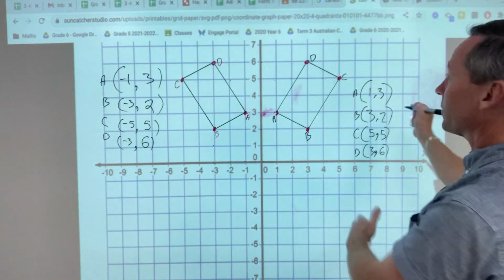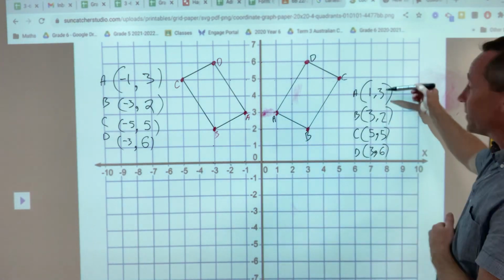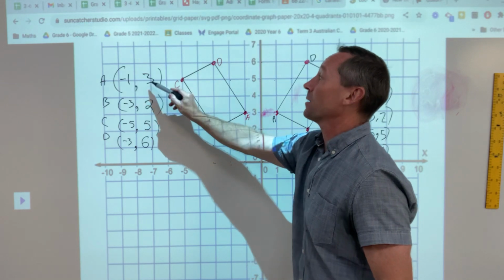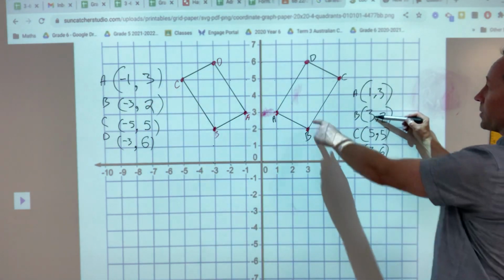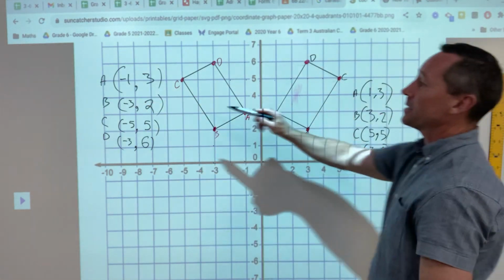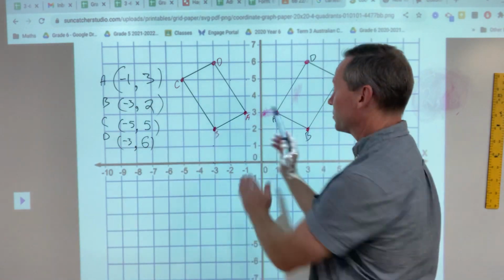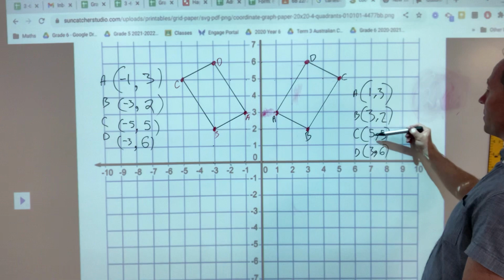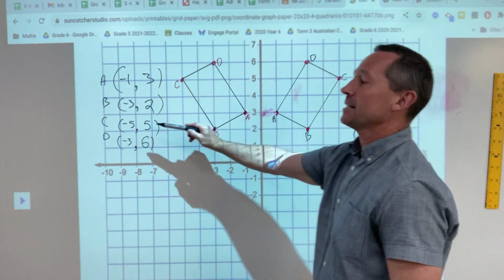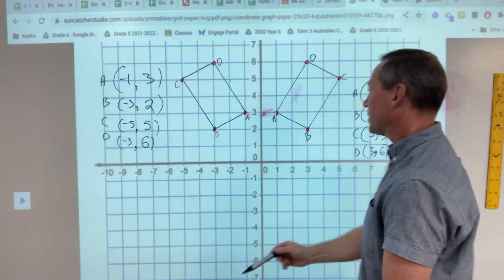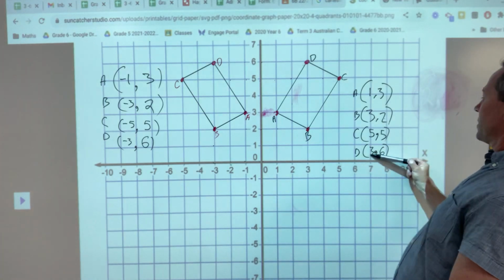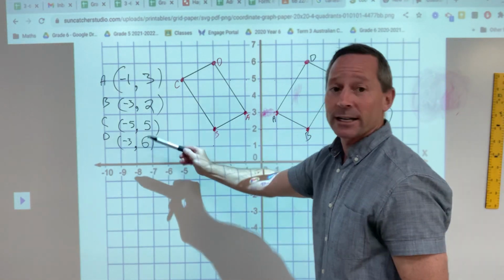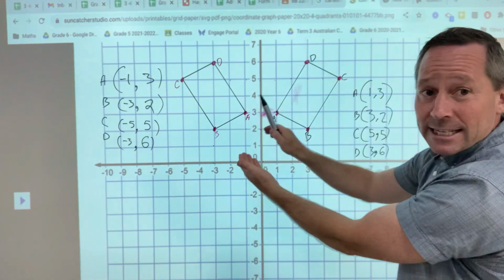And these are the coordinates. So if I look at my original one, it was 1, 3. The reflected one is -1, 3. So here is for B, 3, 2. This one is -3, 2, because I've gone across the y-axis. C, 5, 5. You can see the difference is -5, 5. And then 3, 6 for D. This one is -3, 6. So that's across the y-axis.